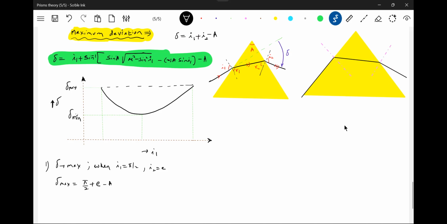Okay, just follow the diagram. It'll be much easier. So this is what I1, and this angle is what E. This is R1. Okay, fine. This is grazing incidence. So what is the condition?